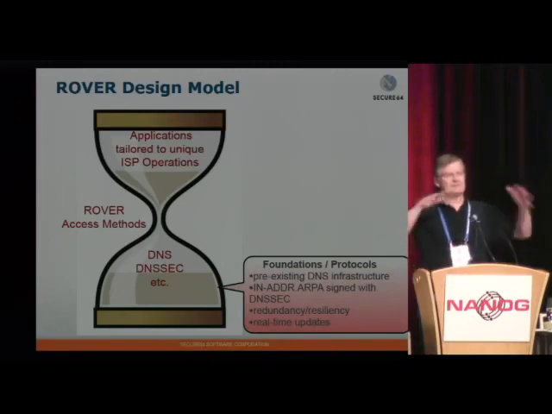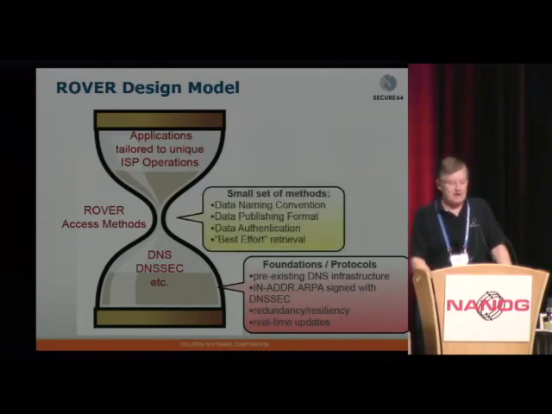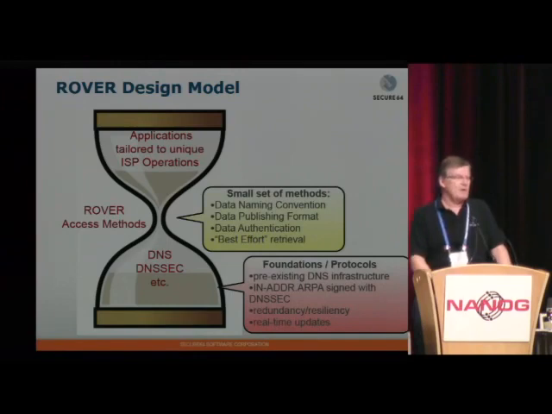So the wide base at the bottom of the hourglass is the foundational aspects of things that already exist. It's there, it's deployed, why don't we take advantage of it? At the neck of the hourglass, we wanted a very small set of access methods. Basically, what is the naming scheme and what is the record scheme for publishing the information in the DNS, so that you can have applications do a dig or go get a DNS answer to a particular query.